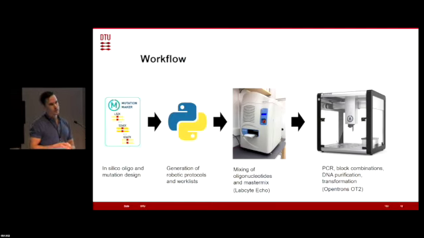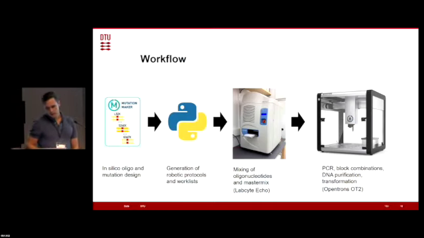We have an Opentron, so it'll run the PCR, do the mag deck cleanup, mix for the second combination of PCR. And then we're working on transformation because they have a heater shaker. So that will be something we're hoping to also integrate there. So that's kind of the broad strokes.